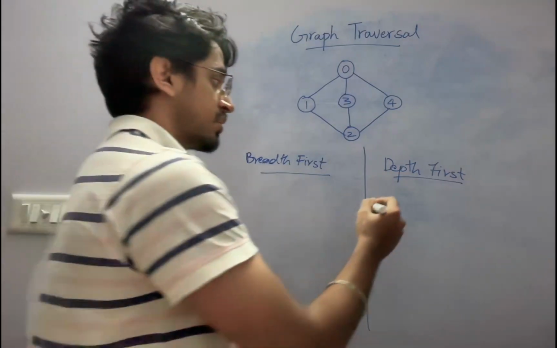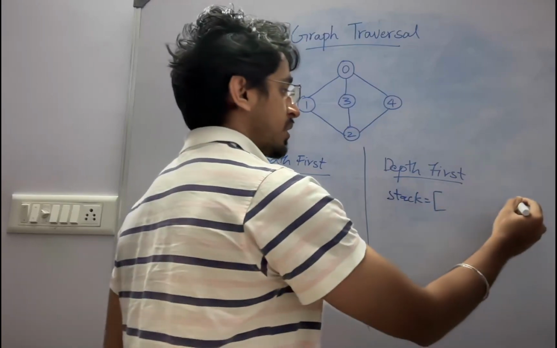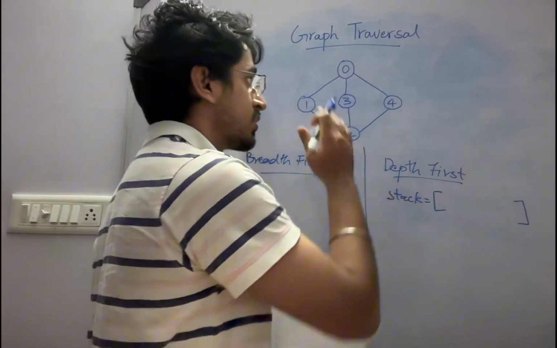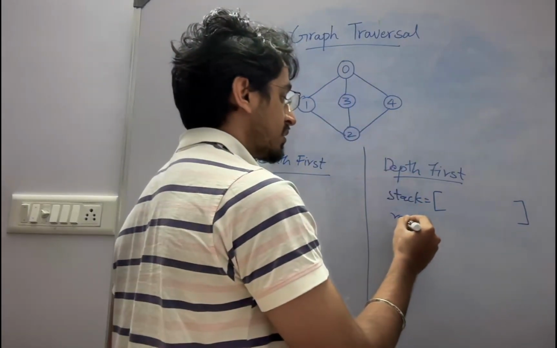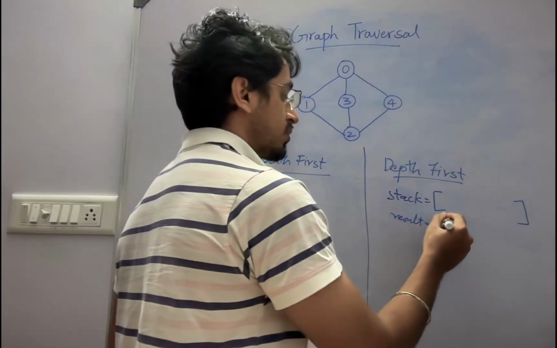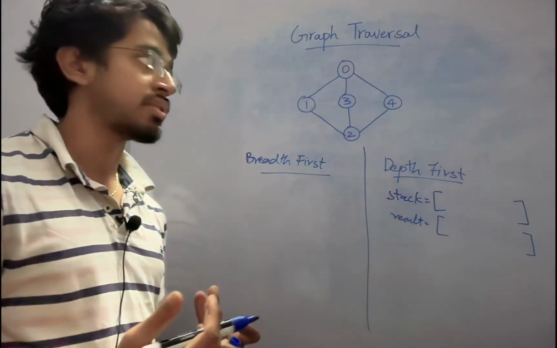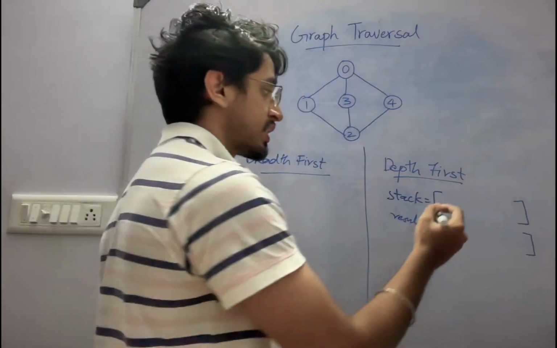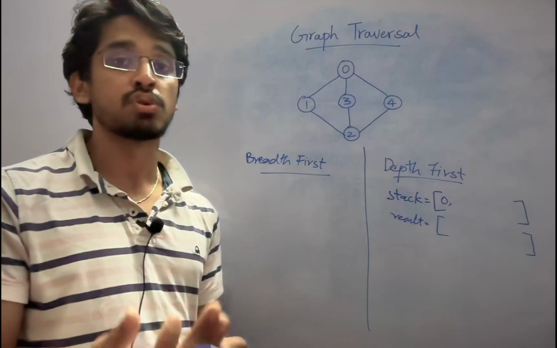Let's initialize the stack and set it to an empty array, and also create another array to store all the visited nodes. We can call it result and also set it to an empty array. As I told, we need to start from any one vertex, so let's start from 0 and add that to the stack. Now we need to check the neighbors of 0, or the adjacent nodes from 0.